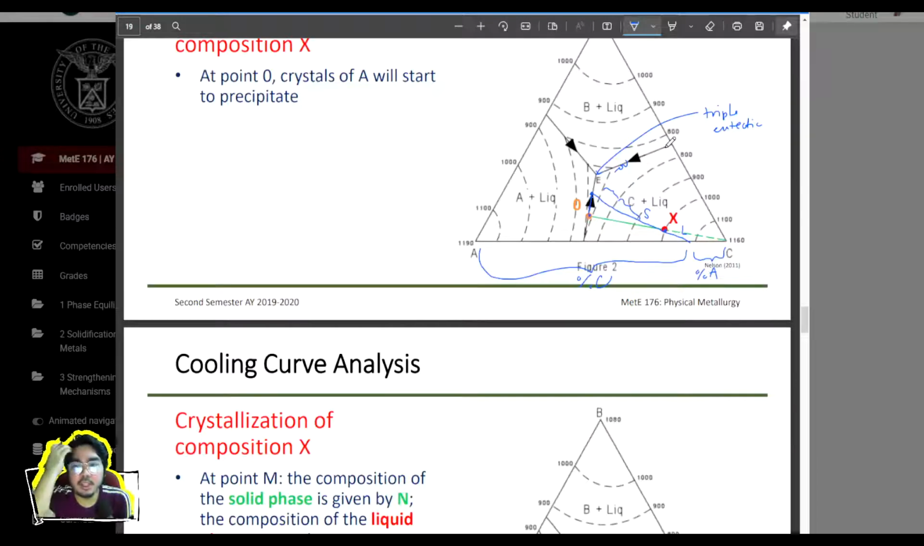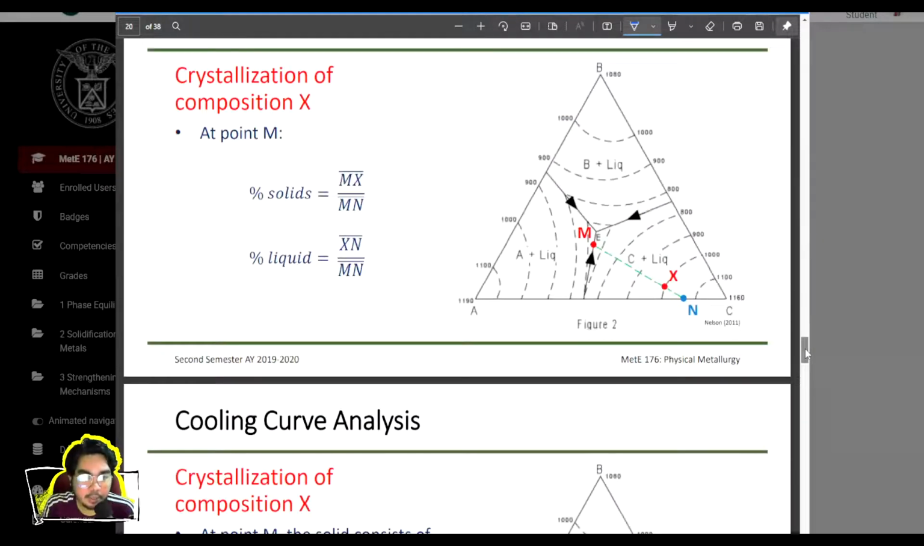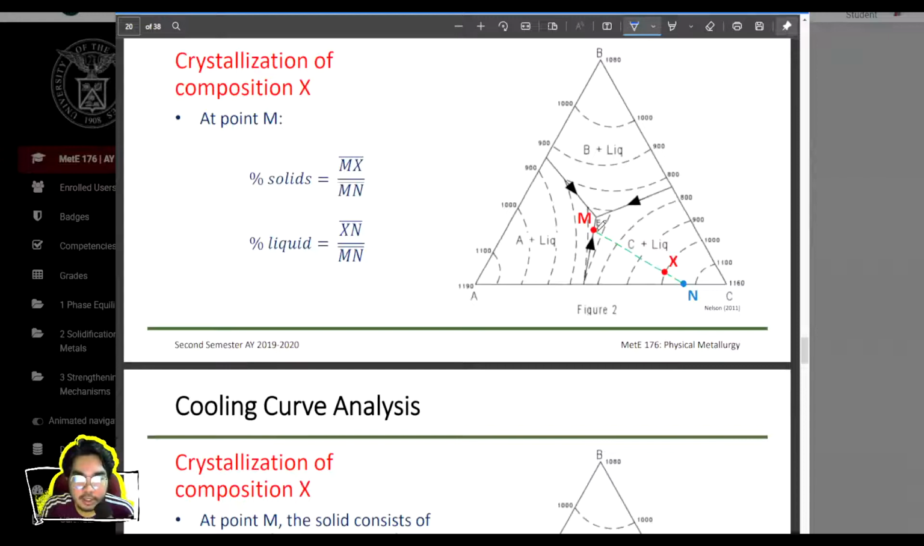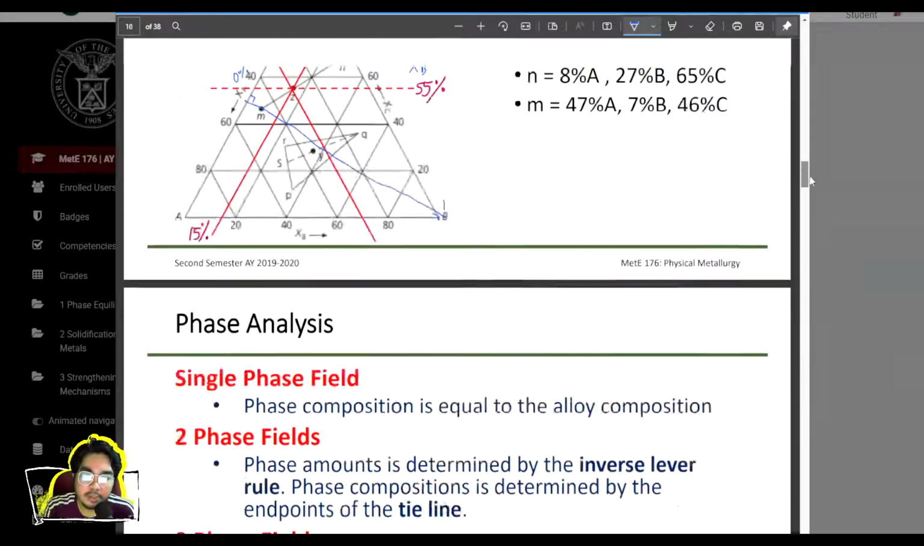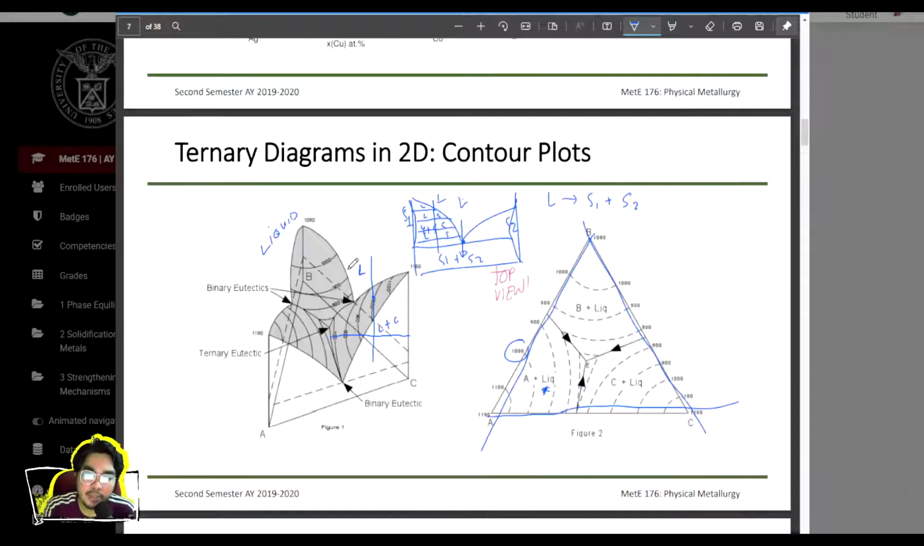So, out of the solid na na-produce mo dito, meron siyang percent C and meron siyang percent A diyan, okay? So, kung makikita niyo, the percent solids is still itong MX line na 'to. Tapos yung NX line is the percent liquid kasi inverse lever, 'di ba? If you look at it again, you always try to imagine the 3D, no? To the left side, nandito kasi yung liquid natin, itong nag-hover sa taas. So to the right side, if you go down, to the right side is the solid. Okay?